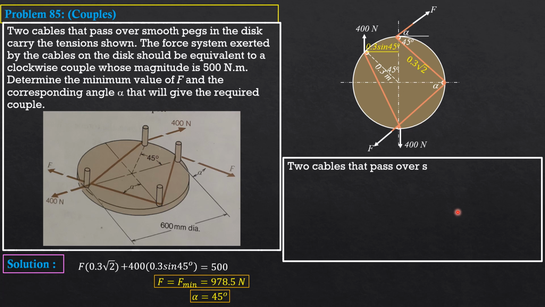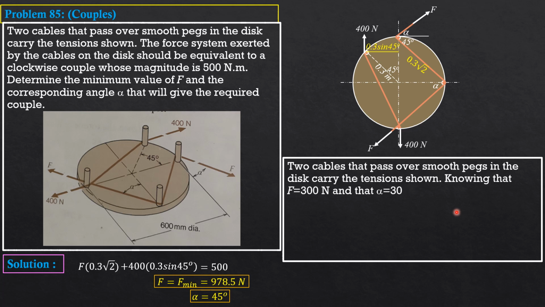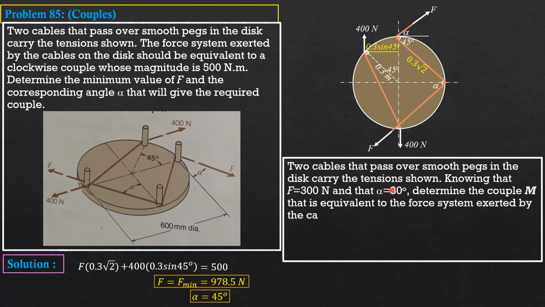For your part, two cables that pass over smooth pegs in the disc carry the tension shown. Knowing that F is 300 newtons and that alpha is 30 degrees, determine the couple M that is equivalent to the force system exerted by the cables on the disc. So show that the net torque is 207.8 Newton meter clockwise.